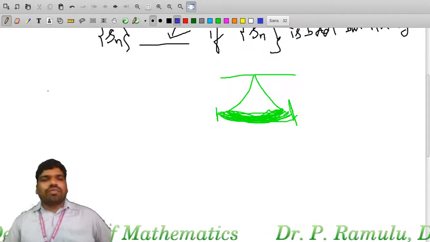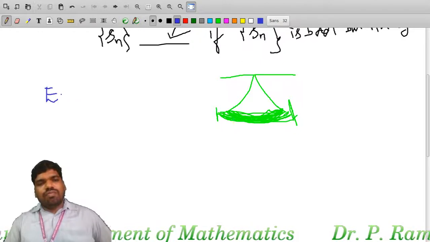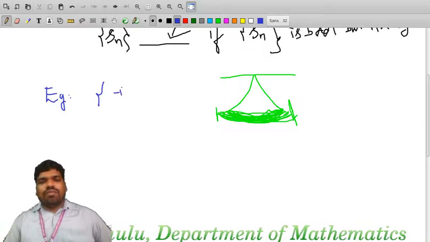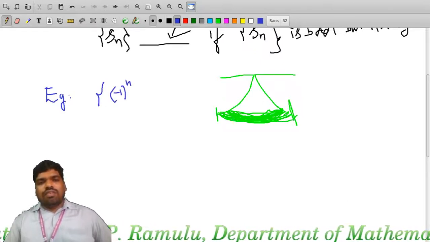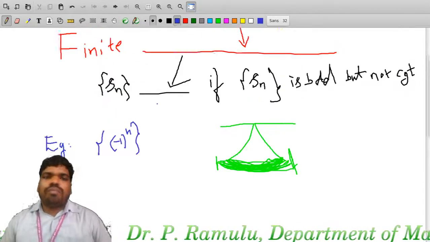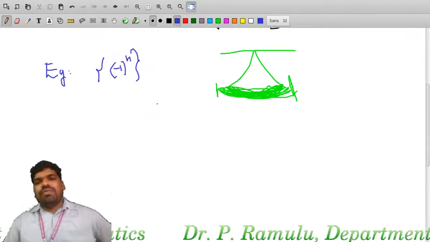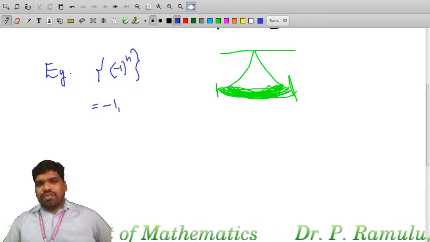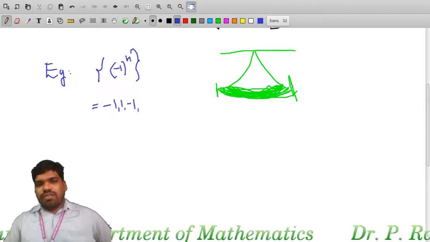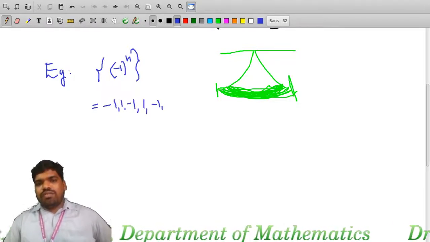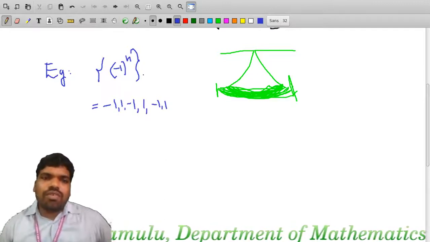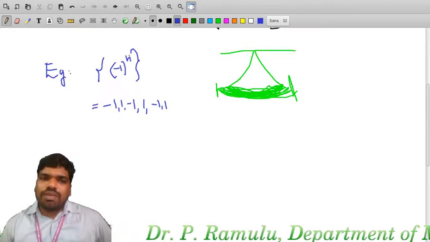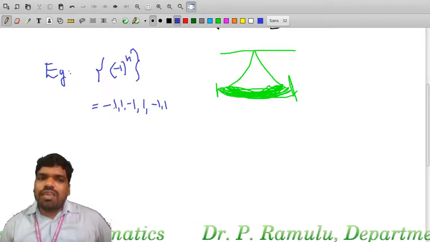For example, I am taking minus 1 whole power of n. How do the terms of the sequence look? Substituting n equal to 1, 2, 3 and so on in minus 1 to the power n, an even n gives plus 1 and an odd n gives minus 1.